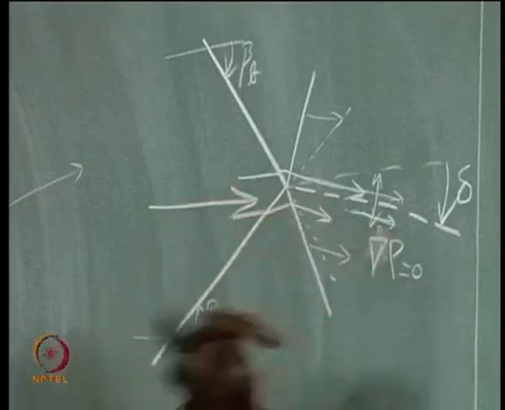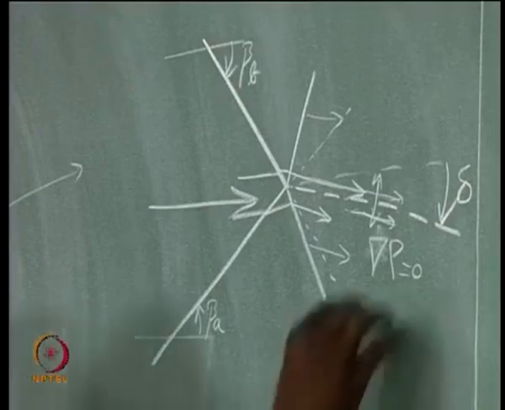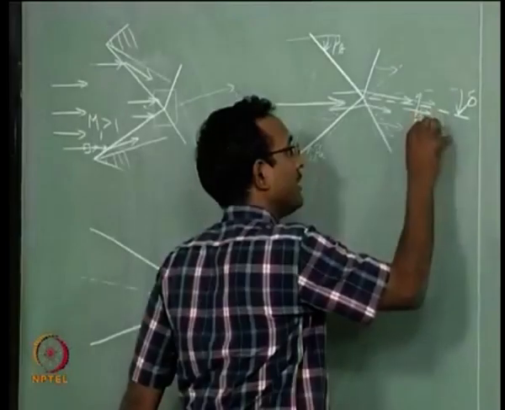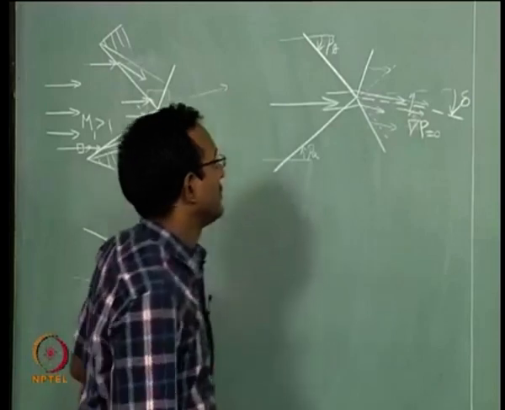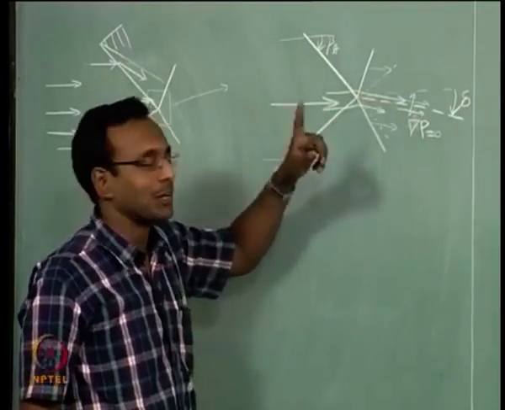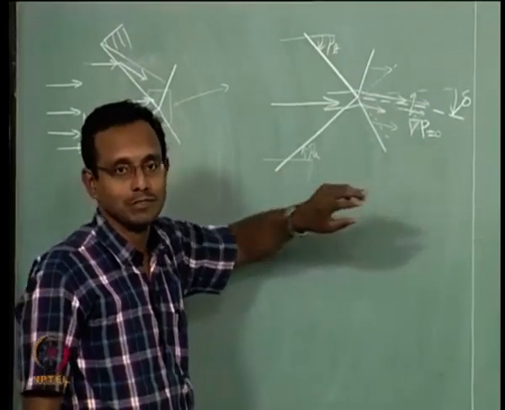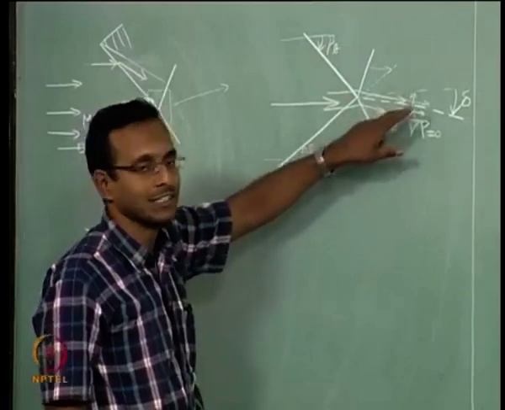That particular line is a special line, we will give a name for it later, but as of now I am just going to say that the streamlines are supposed to satisfy this particular condition: del p equal to 0, that is the gradient of pressure across that is 0.